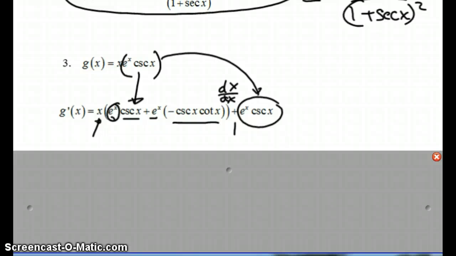You can simplify this a little by combining some like terms. Actually, there aren't any like terms, so don't simplify it. You can leave it just like this.